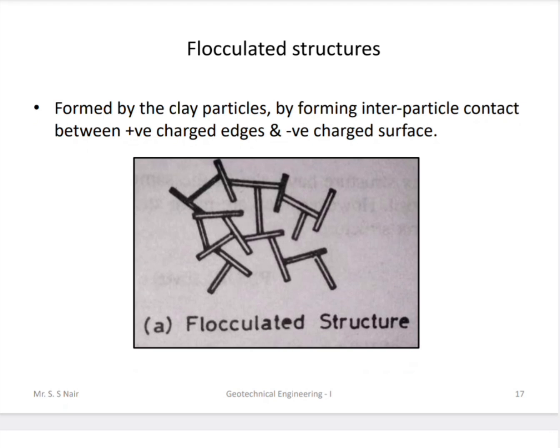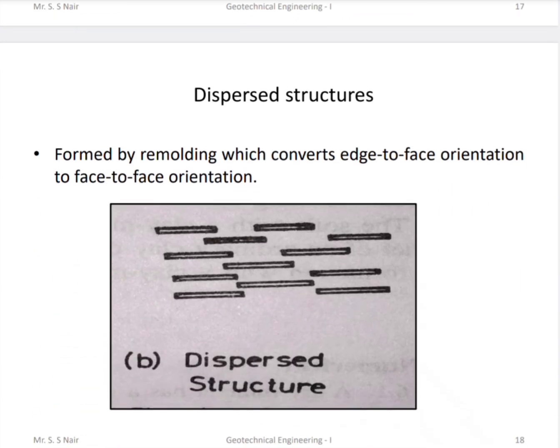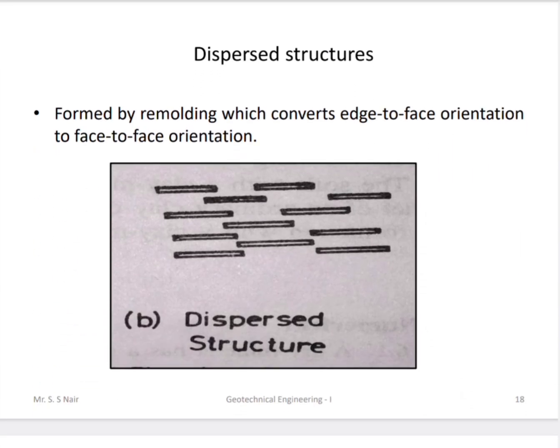Flocculated structure formed by clay particles. Interparticle contact between positive and negative charged surfaces. Dispersed structure, you can see, formed by remolding, edge to edge orientation or face to face orientation. This is a dispersed structure.